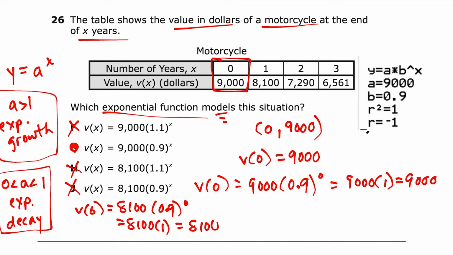So if we want to write this out ourselves, we would have y equals a is 9,000, so we write that in place here, 9,000. And then b we could write in parentheses and raise it to the x. b is 0.9. So you see right away, just using the calculator, this will send you directly to the correct answer choice, which in this case here is choice G.